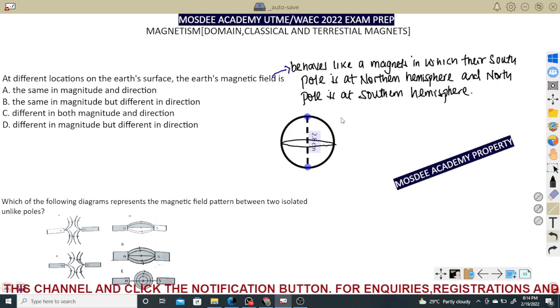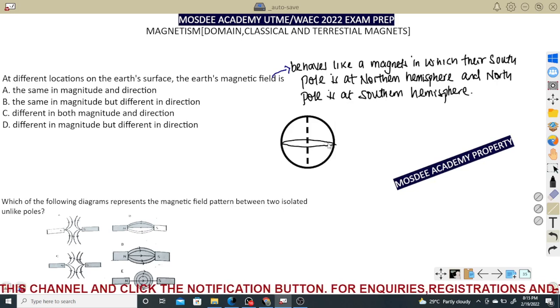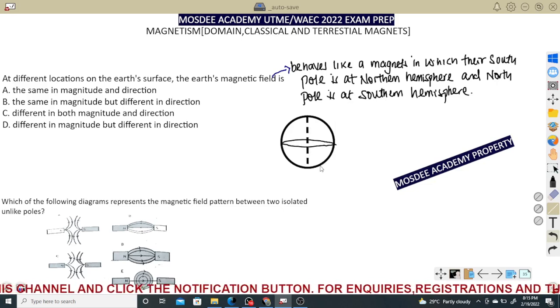So my point is, normally the North Pole is always pointing up and the South Pole is always pointing down. Now, in this case, it is upside down. It is not like that in the Earth's magnetic field. So it is like a complete opposite because of what geographical reasons.